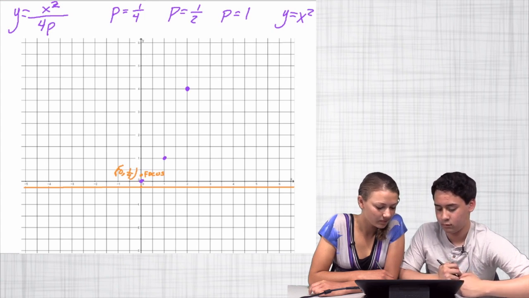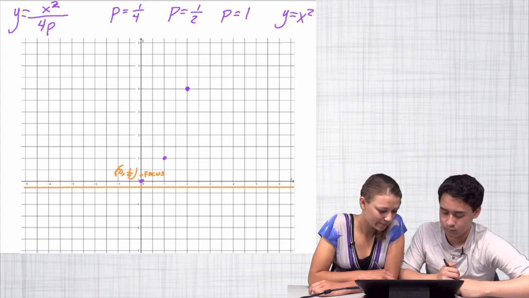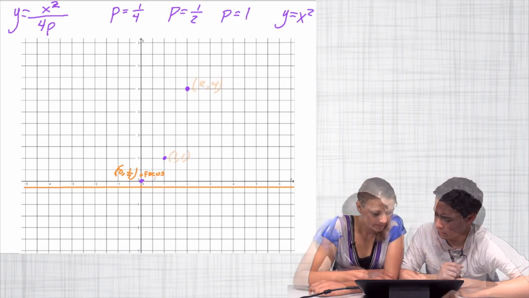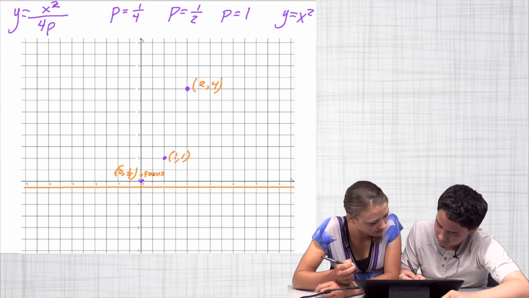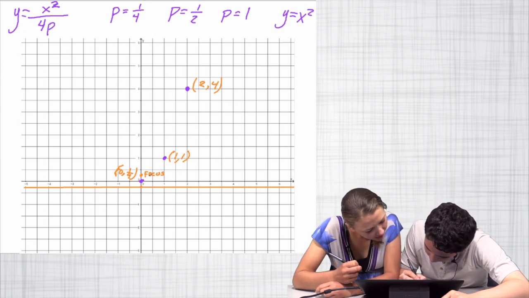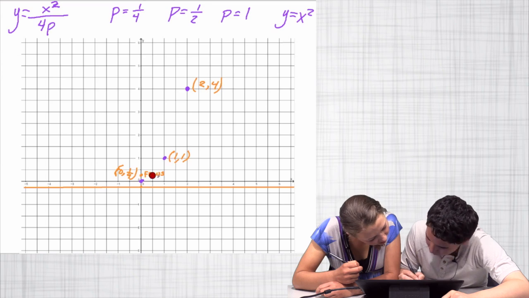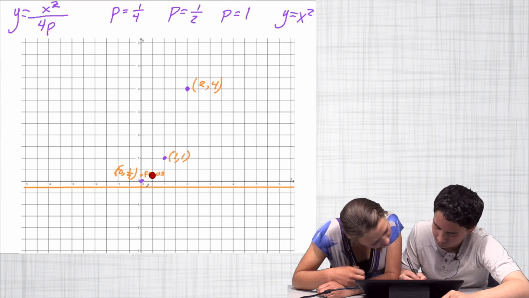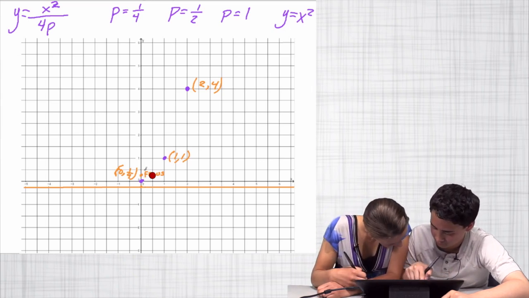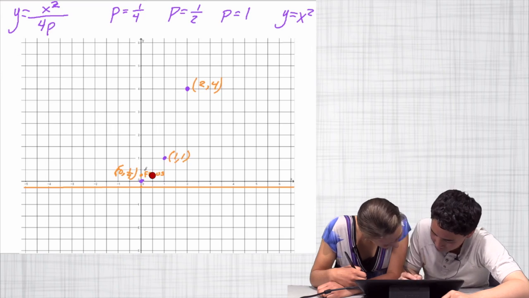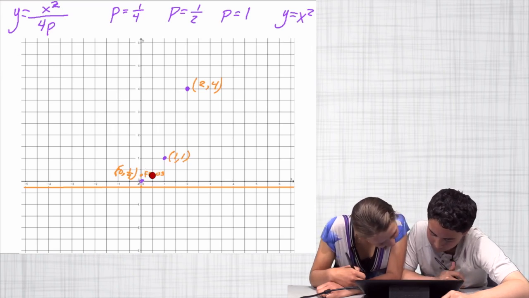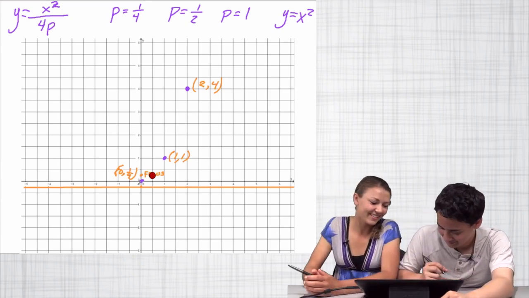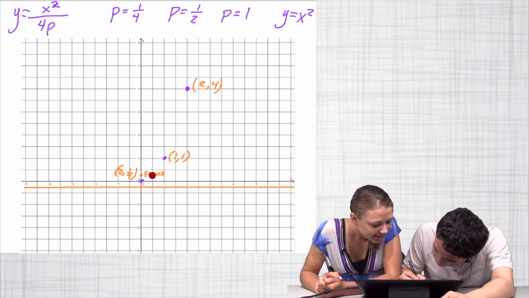Now, can you use this information, the focus and the directrix, to find another point on the parabola without plugging directly into the equation? When it's on the same line as the focus, right? Like right there. You think? No. Because that's not equal distance from our focus and our directrix. Oh, never mind. It is, right? Yeah, right there. Little red dot. Right here.